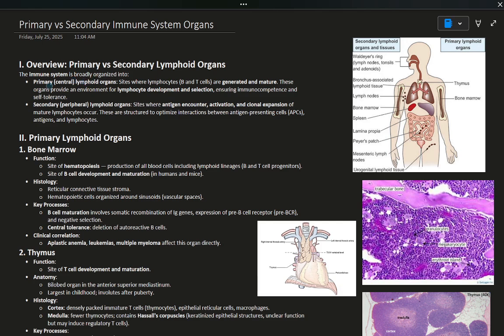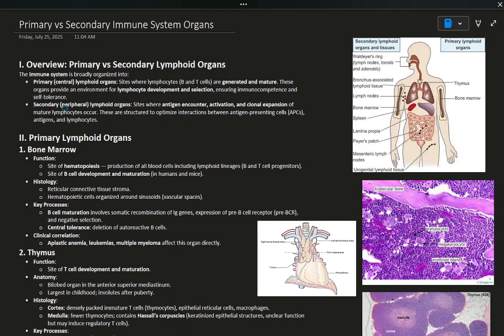Categorize into your primary lymphoid organs and then your secondary lymphoid organs. The primary lymphoid organs, also known as the central lymphoid organs, are the organs where the lymphocytes, like your B and T cells, are generated and eventually become mature. These organs provide an environment for lymphocyte development and selection, ensuring immunocompetence and self-tolerance.